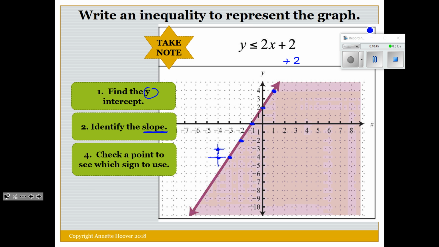So from the y-intercept, we went up 2 and to the right 1. That would give us a slope of 2 over 1. So there's our slope of 2 over 1, but the 1 doesn't have to be there. Now, it's graphed below the line, so we know it's less than, and we know it's equal to because it is a solid line. So we found the y-intercept, found the slope, looked at the line to see if it's going to be dashed or solid, and then is it below the line or above the line? These are all things that we have to look for.